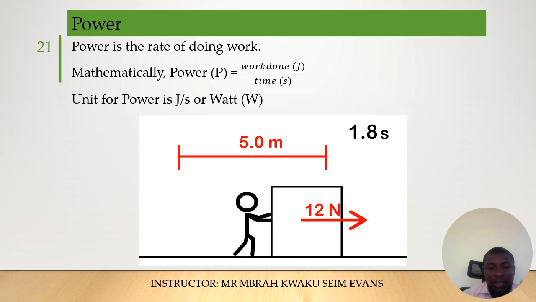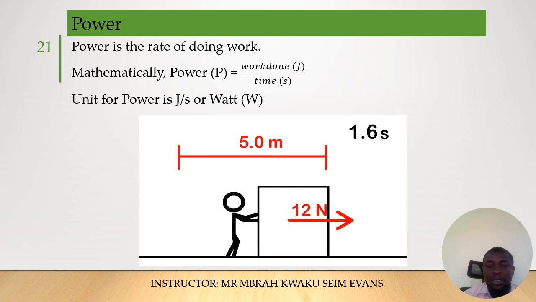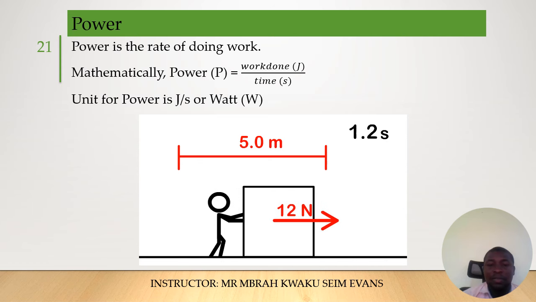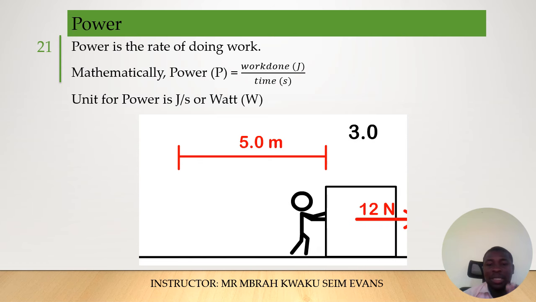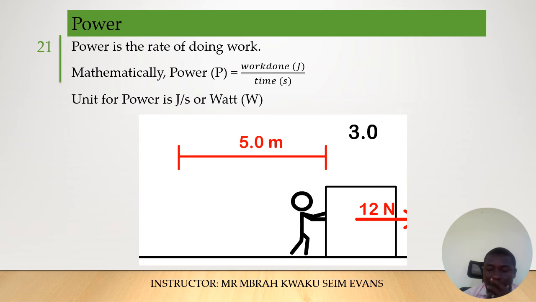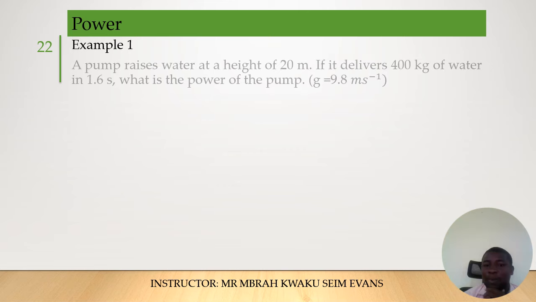So this man is moving a block of 12 newton and is covering a distance of 5 meters within 30 seconds. So you can calculate the work done of this man.